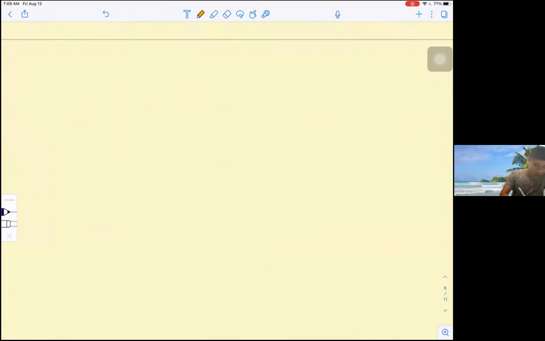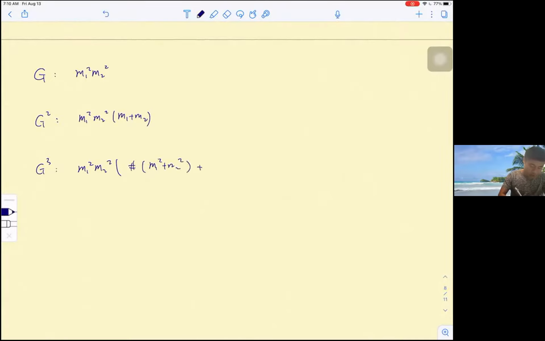So just to summarize, for order G, this is n1 squared, m2 squared. For G squared, we have n1 squared, m2 squared, and we have this ratio. But for G cubed, we have n1 squared and n2 squared. We could have a number with n1 squared and n2 squared, but we have an independent part coming from this.